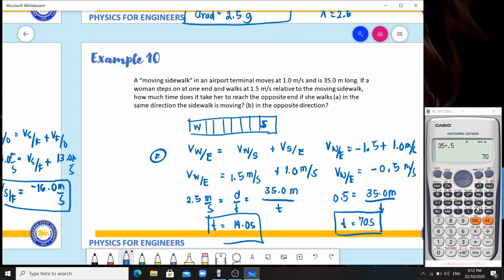So, this is letter B and then this is letter A. So, that's the end of it.